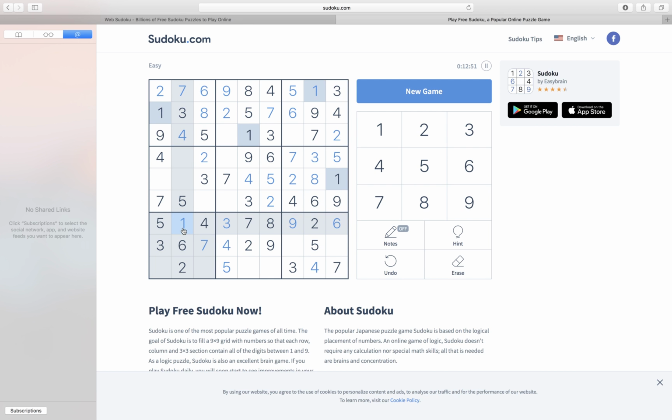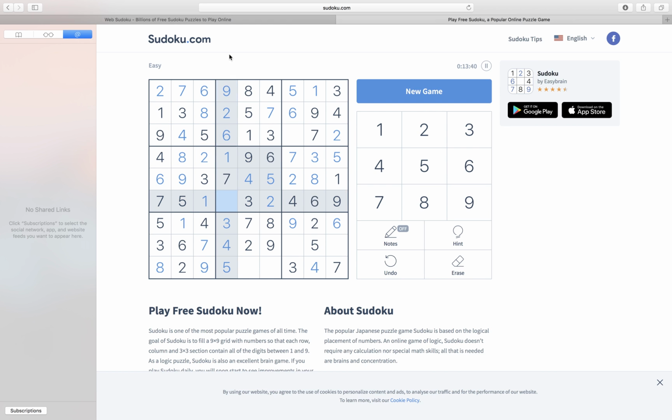We'll fill 1 here. In this square only 8 and 9 are remaining, and 9 cannot be placed here, so 9 will be placed here. So 8 will ultimately be placed here. Only one cell is remaining and 6 is remaining, so we'll place 6 here. Only one cell is remaining in this row and 9 is remaining, so we'll place it here. In this square only one cell is remaining and 8 is remaining, so we'll place it here. Only one cell is remaining and 1 is not filled, we'll place it here.